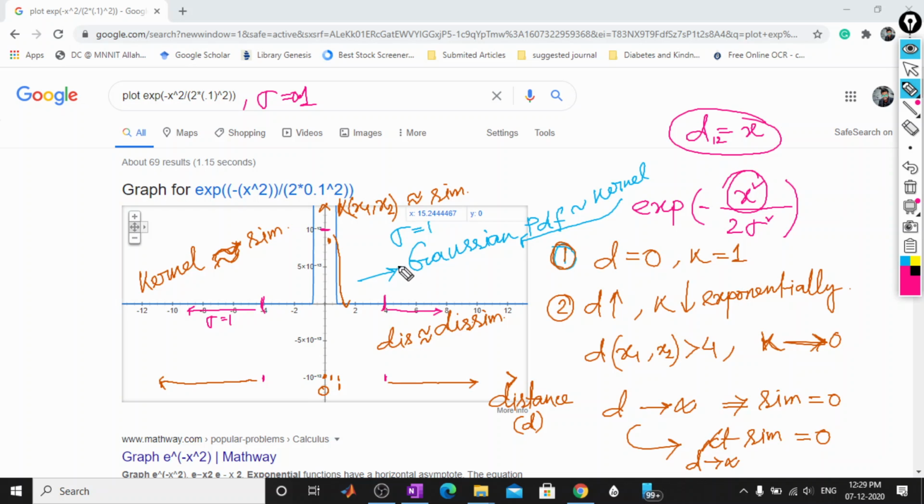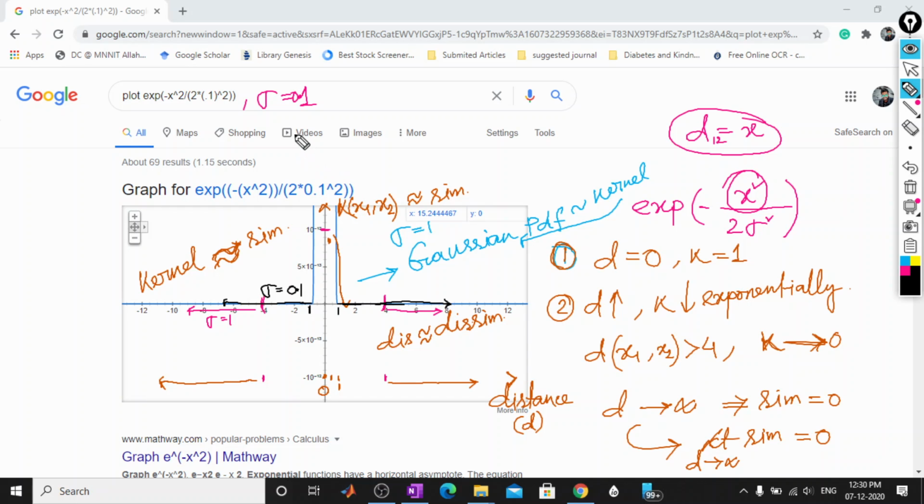In this case, when we simply change the value to 0.1, after 1 our value tends to 0. I am using black color here for 1. By simply decreasing the value, we are squeezing this function, which means we consider only nearer points. The black color is used for sigma equal to 0.1.